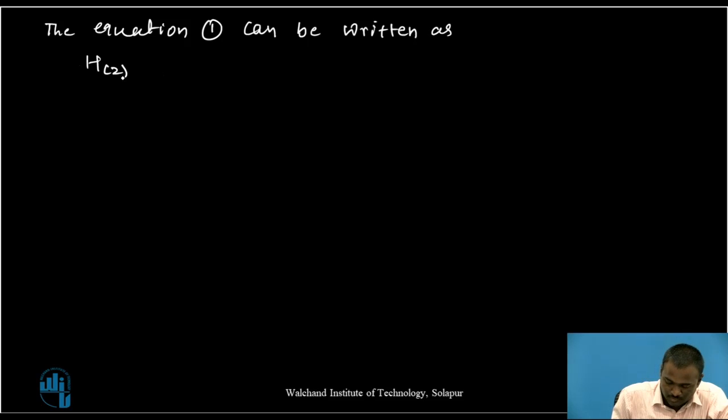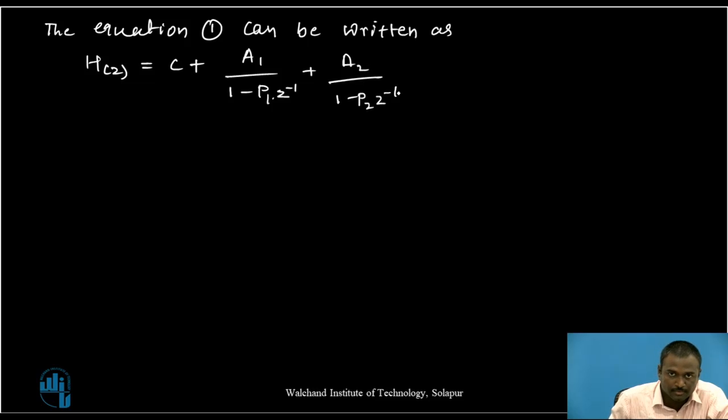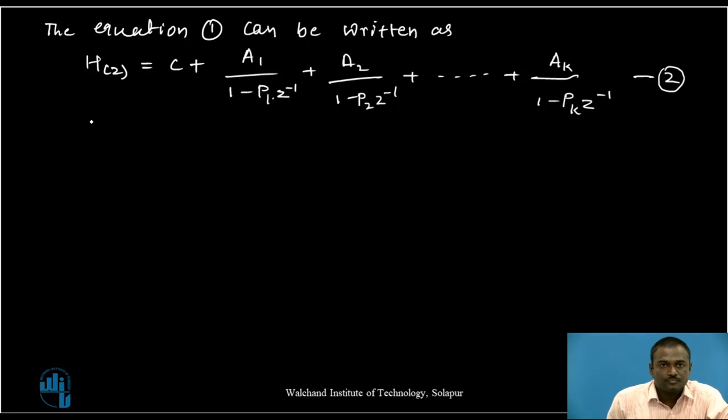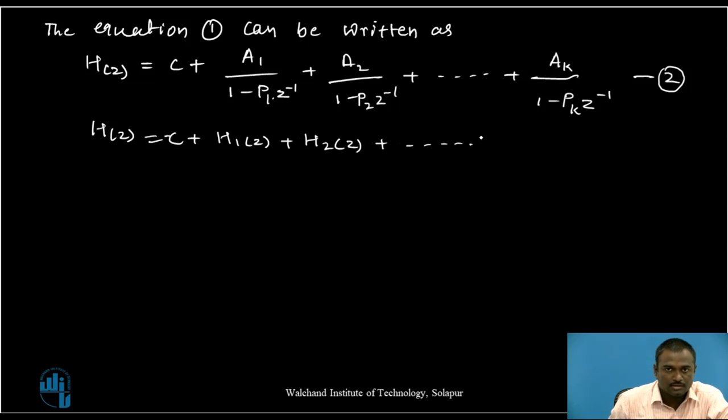H of Z is equal to C plus A1 divided by 1 minus P1 Z to the power minus 1 plus A2 divided by 1 minus P2 Z to the power minus 1 plus and so on, AK divided by 1 minus PK Z to the power minus 1. So let us call this one as equation number 2. Now, H of Z can be written as C plus H1 of Z plus H2 of Z plus and so on till HK of Z. So let us call this one as equation number 3.